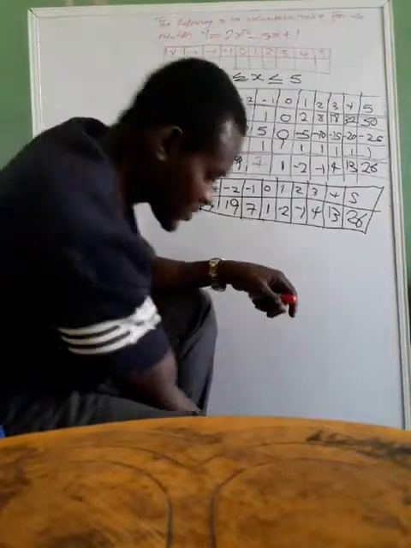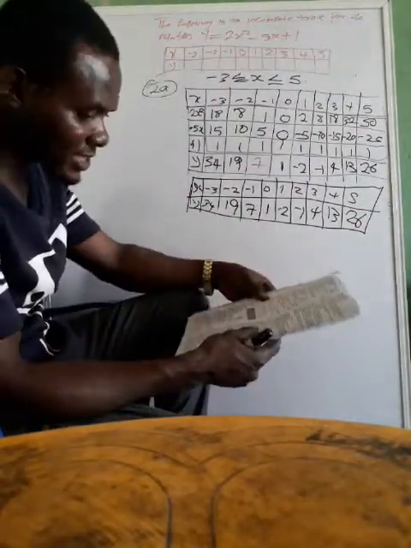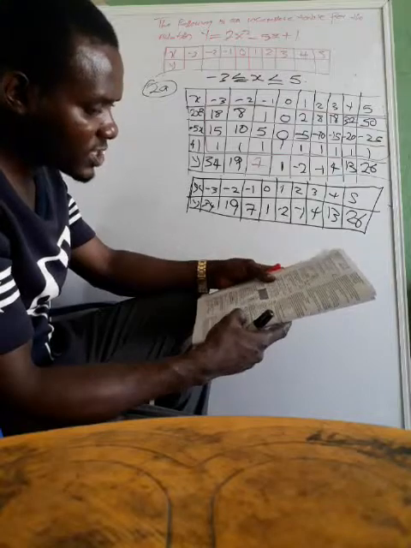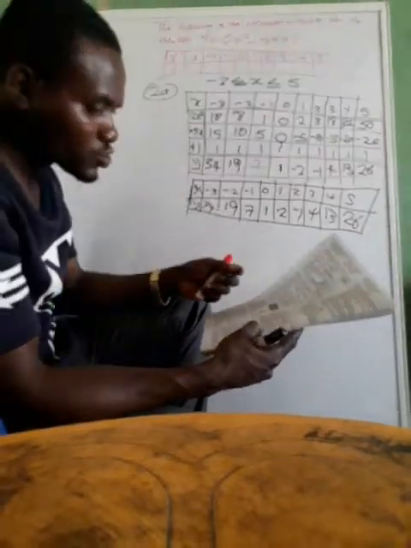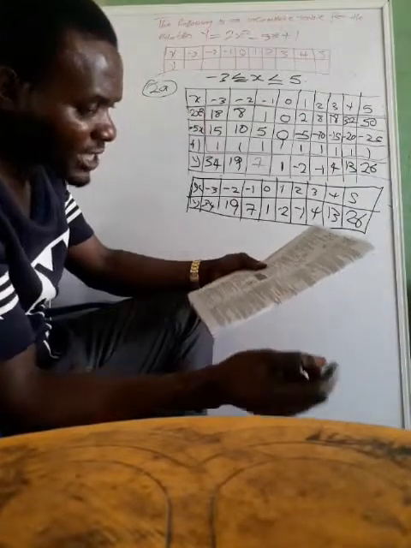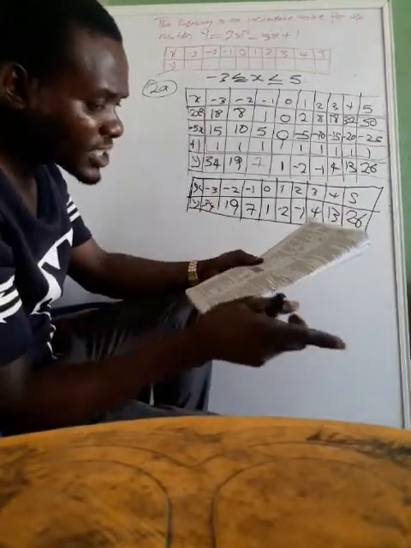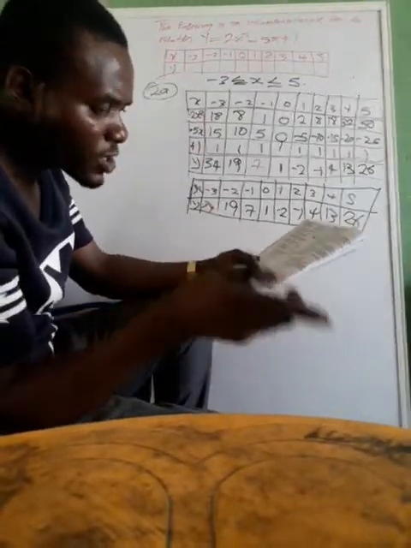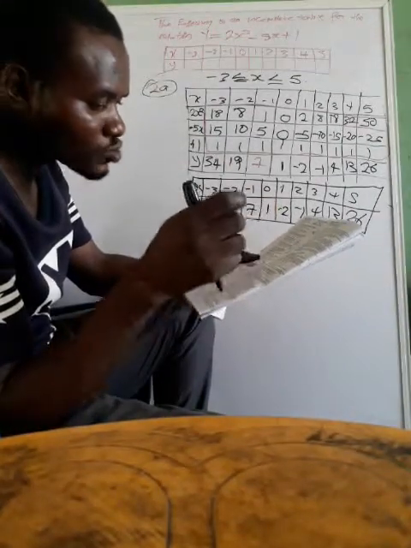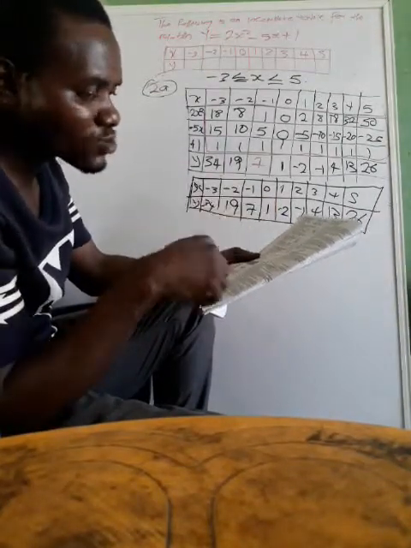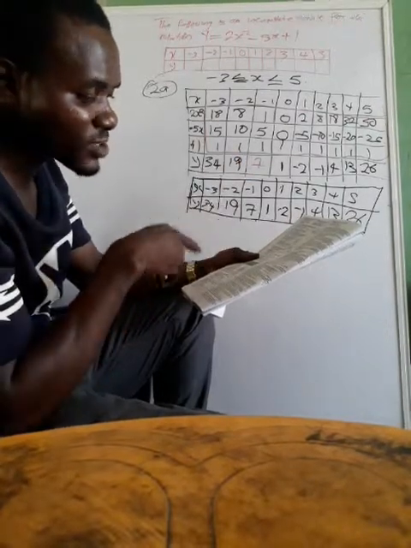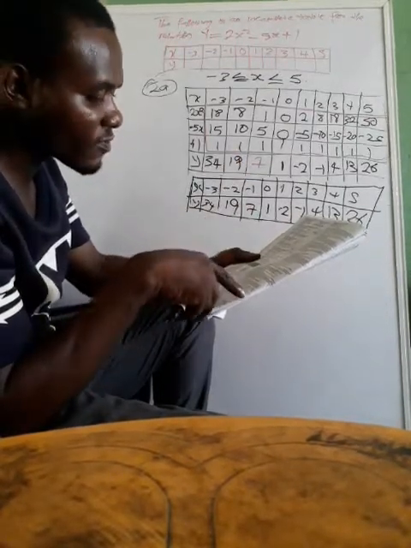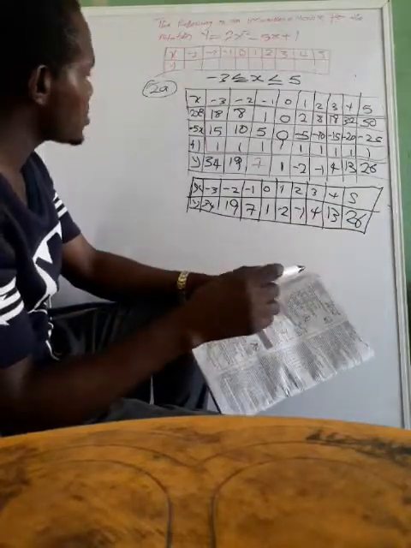If you copy the question, let's see. The first one says copy and complete the table. We've completed the table. So the second question says that using a scale of 2 cm to 1 unit on the x-axis and 2 cm to 10 units on the y-axis, draw a graph of the relation.